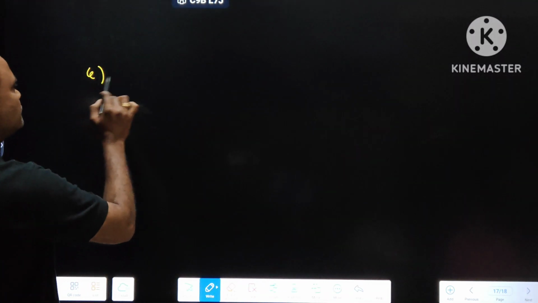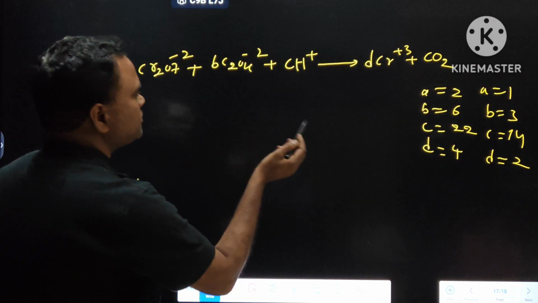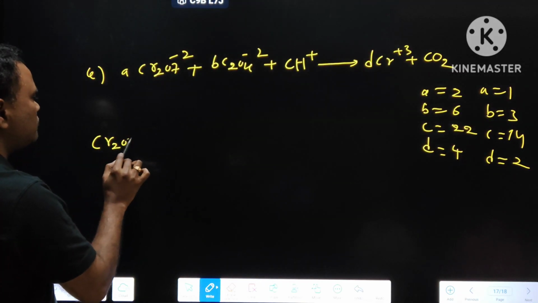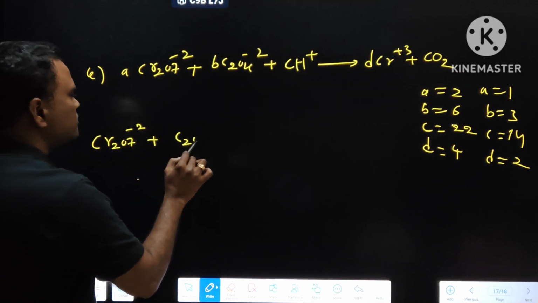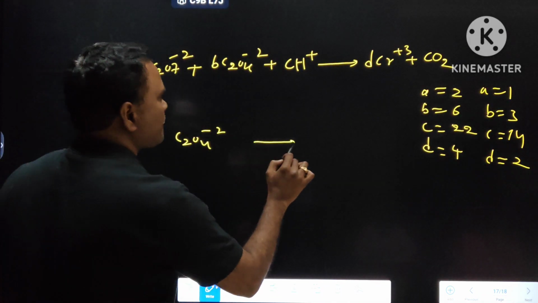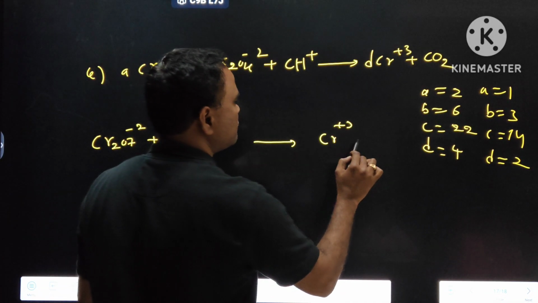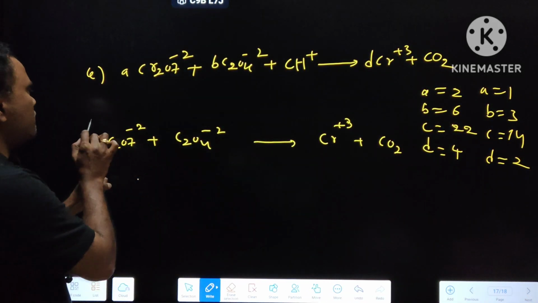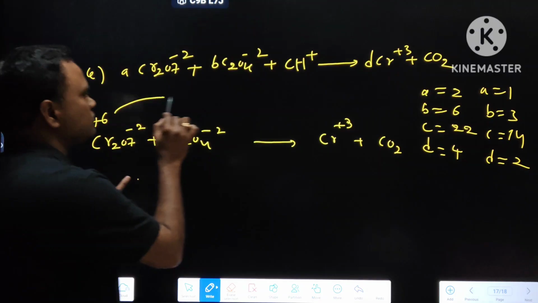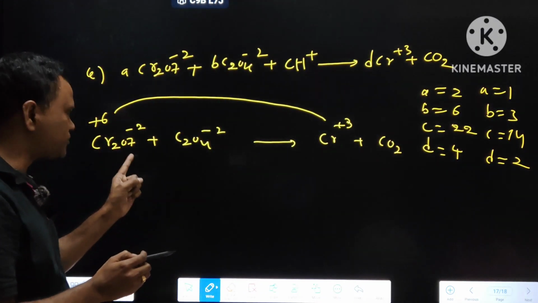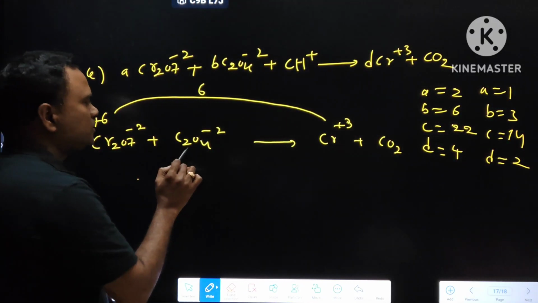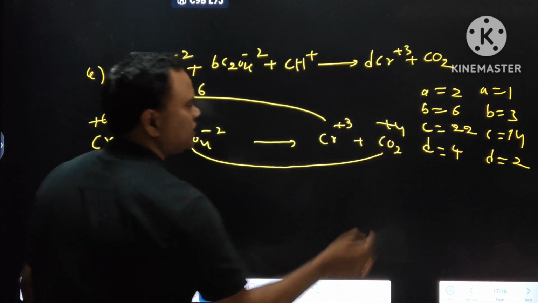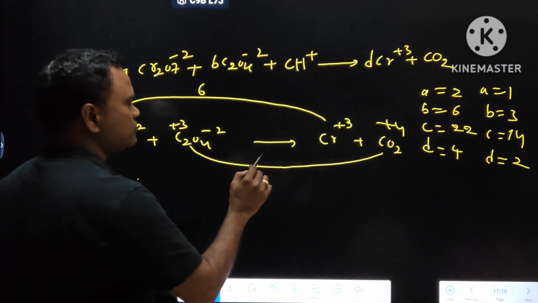Do this. Alphabets A, B, C, and so on, without considering H plus and water. Take the skeletal equation: Cr2O7 minus 2, C2O4 minus 2, Cr plus 3. Let us see whose answer will be correct. Chromium oxidation state is +6. +6 to +3, change is 3. Subscript is 2, so 2 into 3, 6. Here, +3 to +4, change is 1. But subscript is 2, so 2.